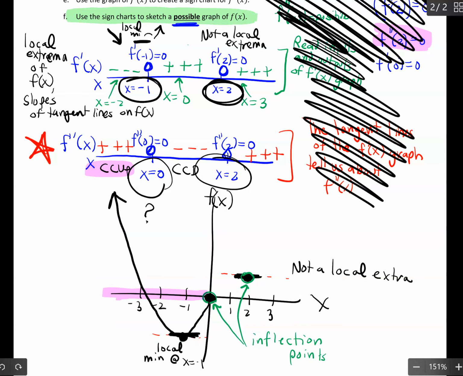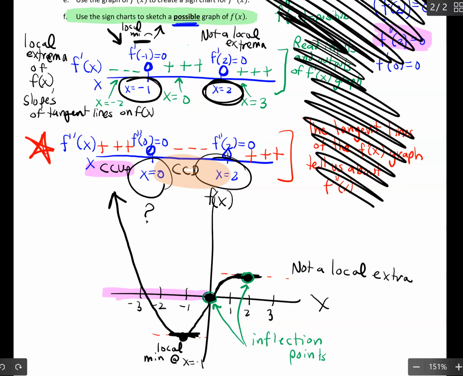Okay, and then in this next region here, between 0 and 2 on my x-axis, somewhere in here, I need to go concave down. So I need to connect those points going concave down, and it flattens when I hit x equals 2.